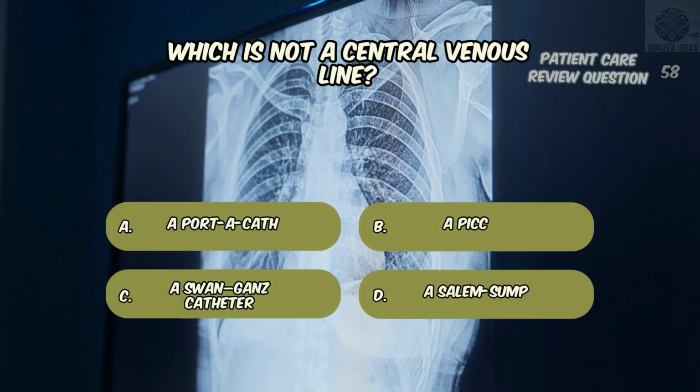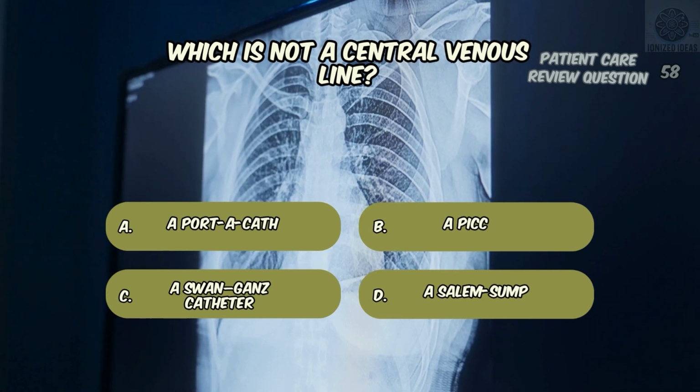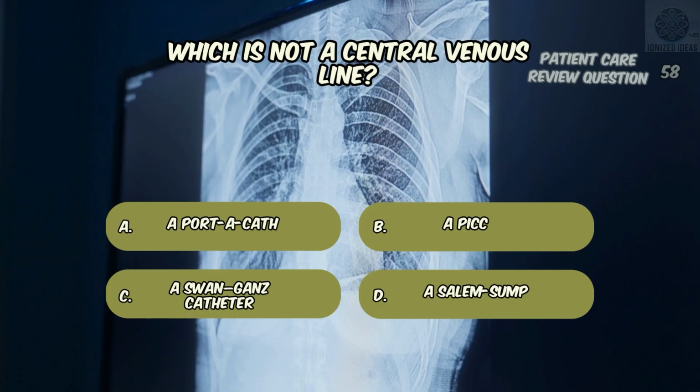Which is not a central venous line? A. A port-a-cath. B. A PICC. C. A Swan-Ganz catheter. D. A Salem Sump.